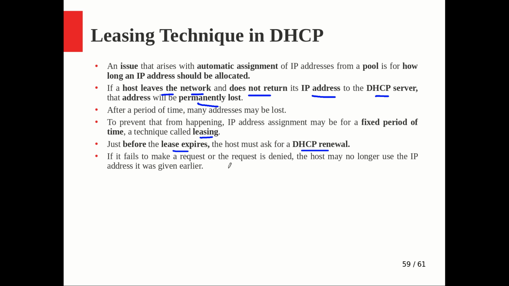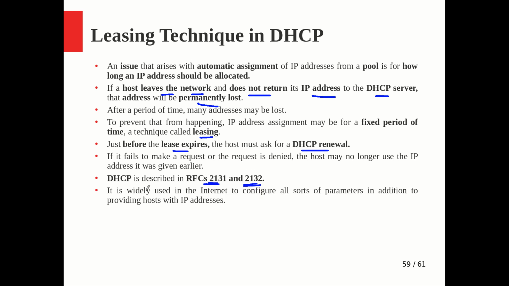It's up to the server that is providing it. Sometimes the renewal may be accepted and the same IP assigned again, or some different IP, whatever it is. Sometimes it may be denied as well. For more details you can refer to the technical documentation, the Request for Comments RFC 2131 or RFC 2132. In both you can see the documentation of DHCP. It is widely used on the internet to configure all sorts of parameters.